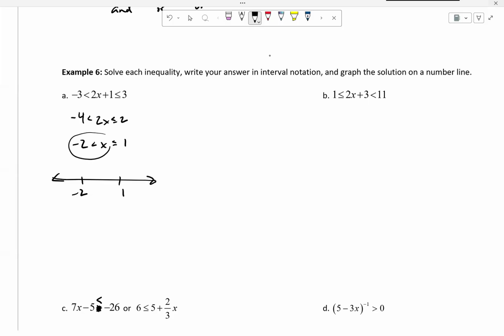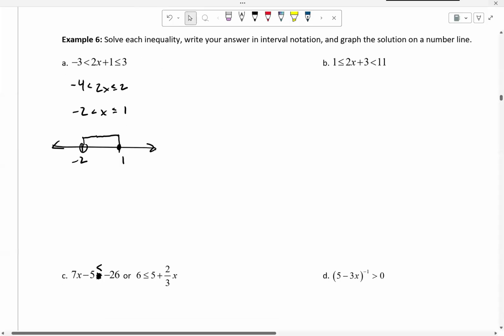But graphically, we're going to the right here, because x is greater than -2, and x is less than or equal to 1, which means from here we go to the left. So that's our compound inequality there. And then interval notation, of course. Are we good? Thank you, Lucy.